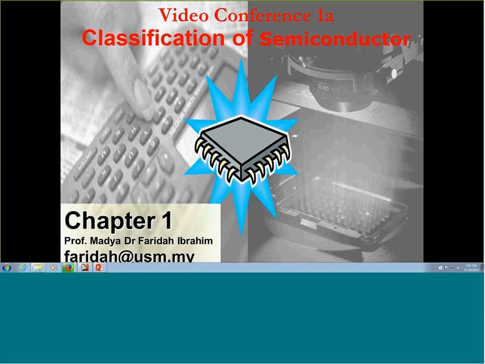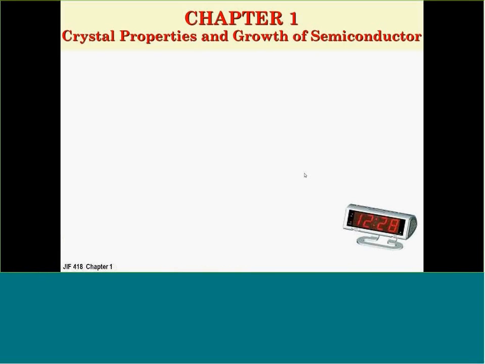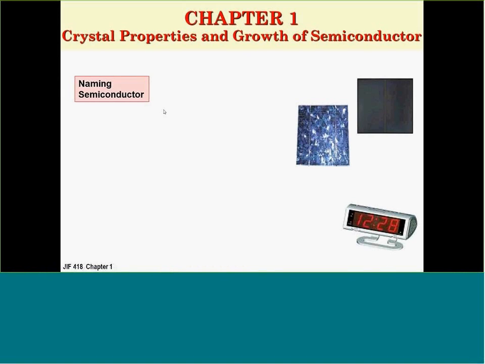So since this is our first, I might as well start with chapter 1. Chapter 1 is about crystal properties and growth of semiconductor. First of all, the topic in this chapter is naming semiconductor. How do we name semiconductor? Because if you see, there are a lot of different names attributed to semiconductor.